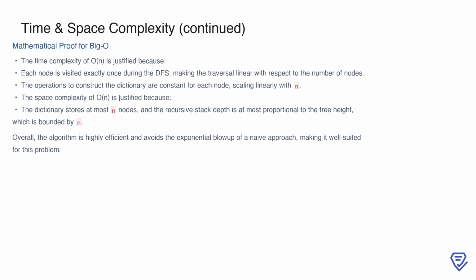Finally, we justify the big O complexity mathematically. The time complexity is O(n), because each node is visited exactly once during the DFS traversal, making the process linear with respect to the number of nodes.